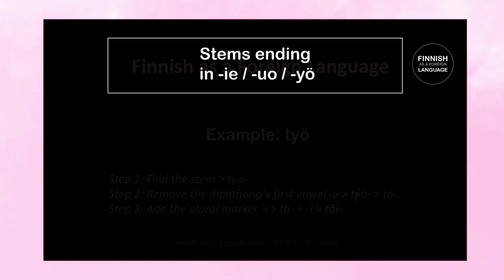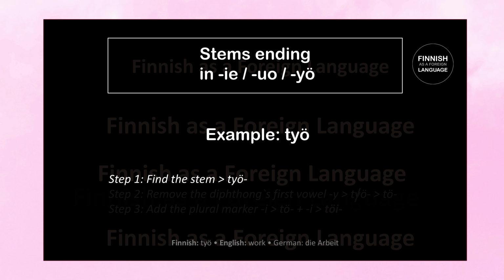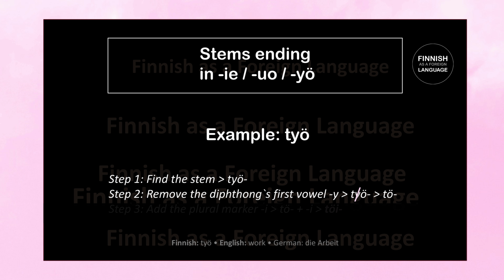Stems ending in either ie, uo, or yo. For example, työ, which means work. In the first step again, we have to find a stem, which is työ. Then in the second step, we have to remove the diphthong's first vowel, which is here y. So that means työ changes to o.